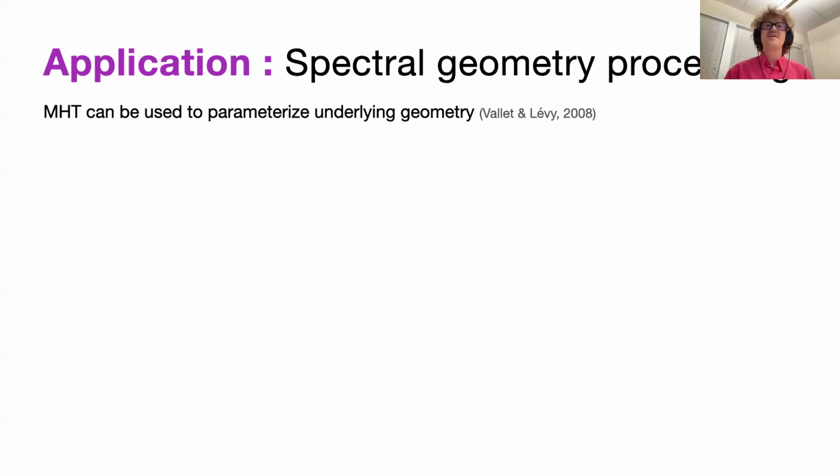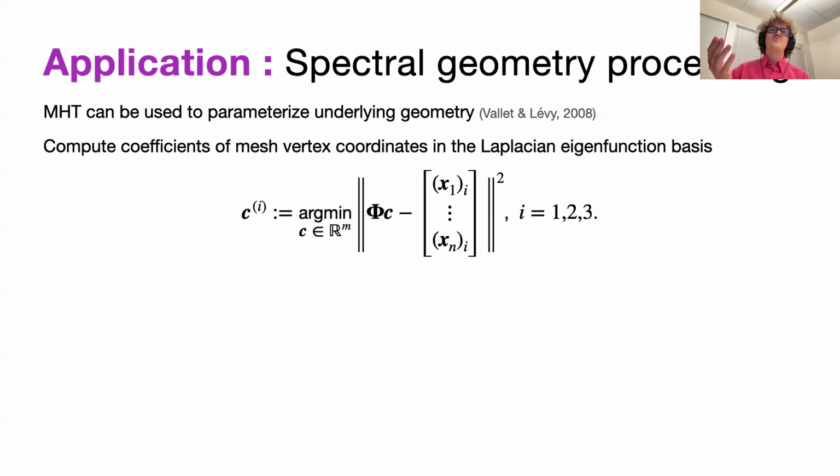Okay, and the final application that I'll talk about is this paradigm suggested by Vallée and Levy called spectral geometry processing, where you actually use the manifold harmonic transform basis to parameterize and modify the underlying geometry. So the idea here is we'll essentially solve the inverse problem to compute coefficients of each of the three-dimensional mesh vertex coordinates in the Laplacian eigenfunction basis, right? So I take all of the x coordinates of my points in my mesh, and I say, what are the correct coefficients in the eigenfunction basis that return those x coordinates? I do the same thing for the y and the z coordinates.